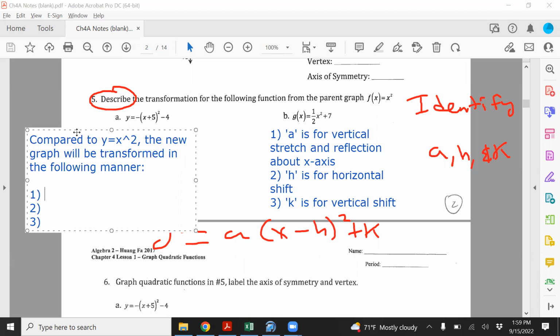Okay, here's what I want you to say. Shift graph 5 left. I'll explain. Reflect about x-axis.